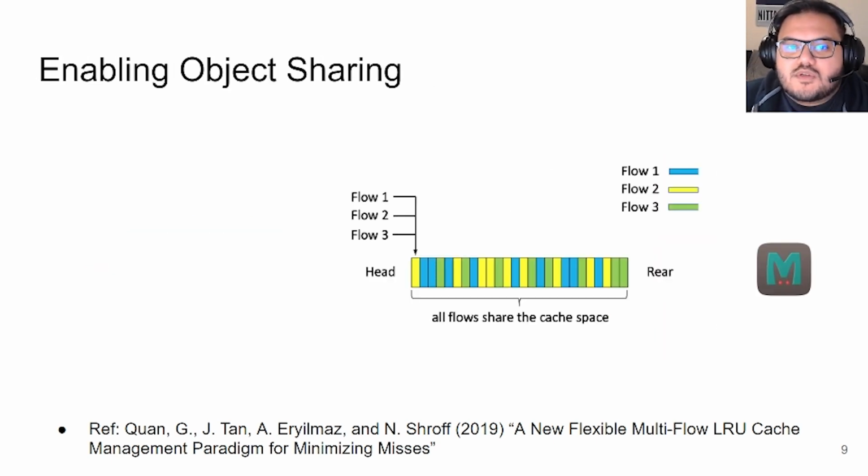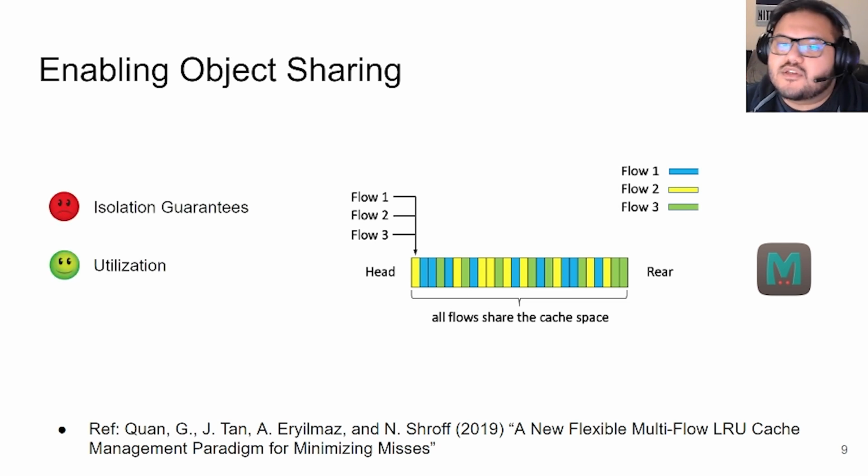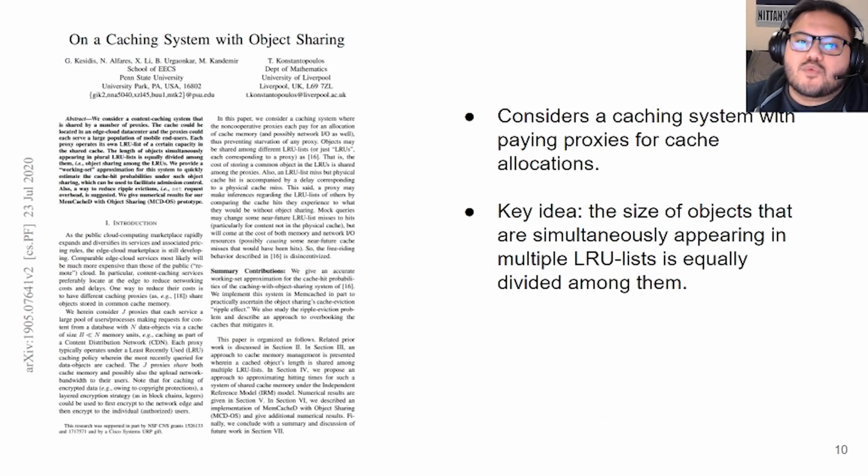Another design is to allow for multiple LRUs to share the cache instance. In such a design, we can minimize the number of copies in the cache. However, we have yet to address the former property, which is how to provide the isolation guarantee. So for this work, we implement an LRU framework that considers a system with paying proxies for cache allocations, as we've mentioned before. The key idea is that the size of the object is divided equally among the shared proxies.